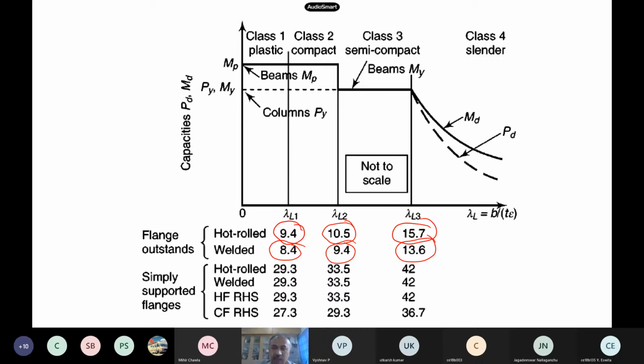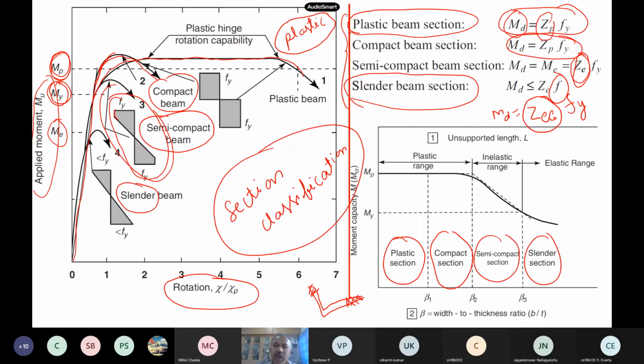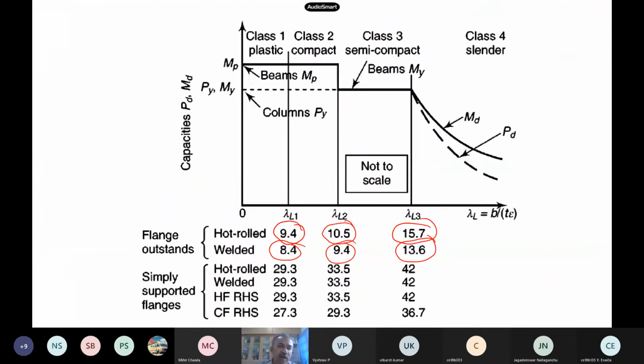So if you are in the plastic section, you should use Zp. If it is compact, you should use Zp. If it is semi-compact, you should not use Zp, you should use Ze. So your whole capacity, the whole design, the bending capacity changes just based on the section classification. So this is a very, very important step in the design of beams. So the first step is calculation of plastic modulus, shape factor. But fortunately, the plastic modulus and shape factors are already given at the back of textbooks. They are available.